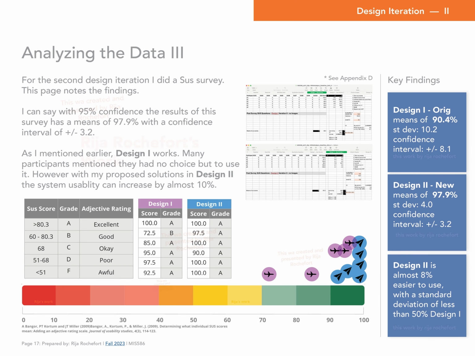So analyzing the data, for this second design iteration, again, I did a SUS survey, and what we're going to do is just walk through some of that. So I can say with a 95% confidence, the results of this survey had a mean of 97.9. So that's pretty high. So I mentioned before Design 1 works. However, with my proposed solutions in Design 2, the system usability can increase by almost 10%, which is a big jump.